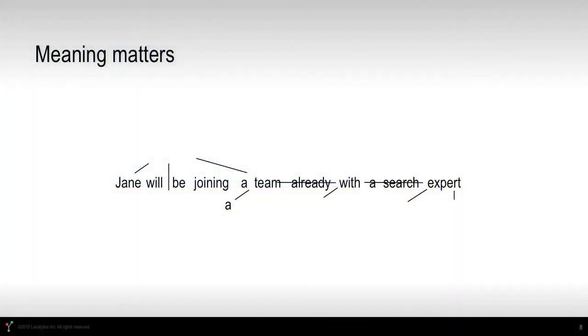So let's take a little more ambiguous sentence. Jane will be joining a team already with the search expert. So this tells us a couple things if we can understand the meaning of this. It tells us maybe there's a concern about the fact that there's a lot of search experience already on the team. There's already a search expert there. Why is Jane joining this team? Right? So there's some stuff that's implicit to this sentence that you get with the fact that they're saying already with a search expert.